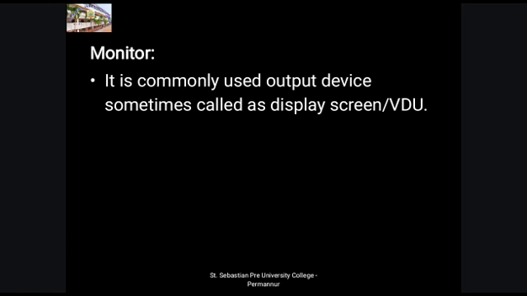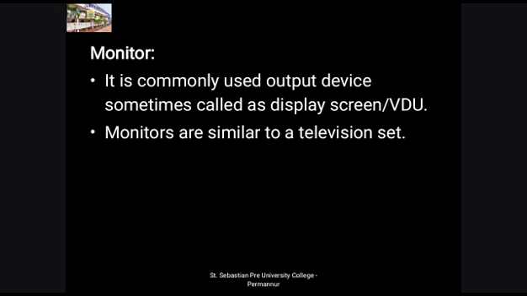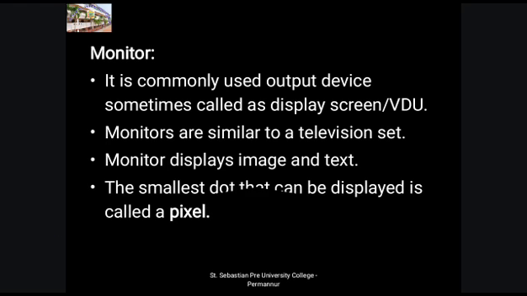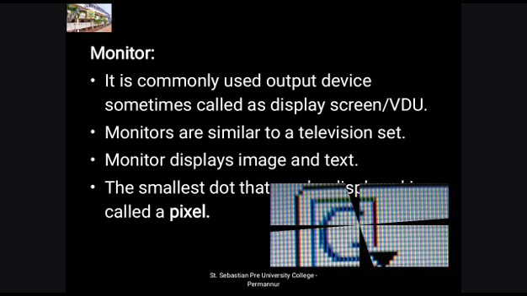Monitor. It is a commonly used output device, sometimes called as display screen or video. Video stands for Visual Display Unit. Monitors are similar to a television set. Monitor displays image and text. The smallest dot that can be displayed on the monitor is called as a pixel.